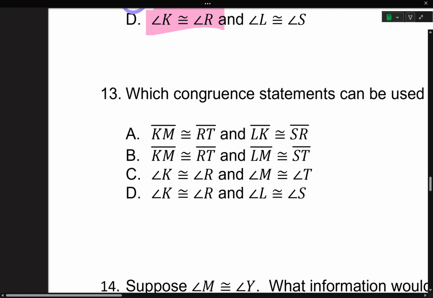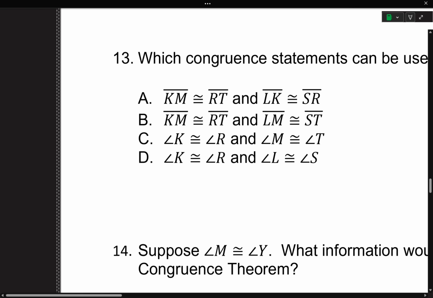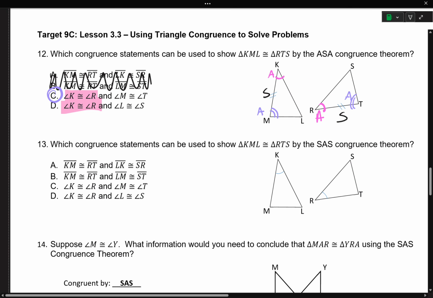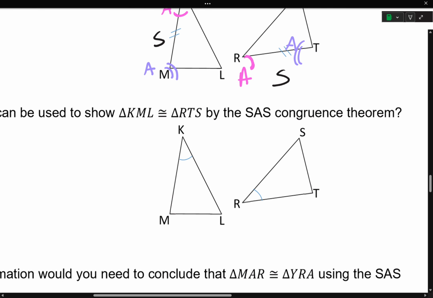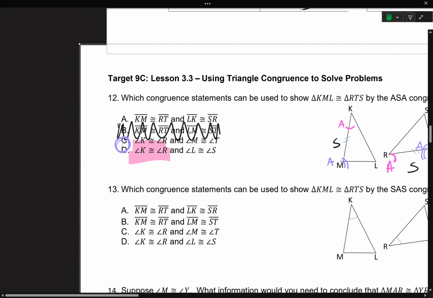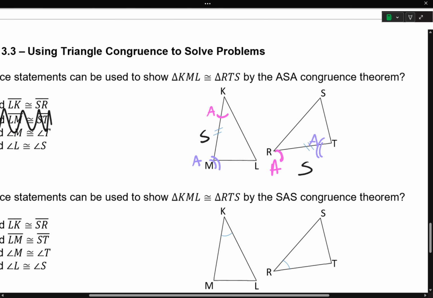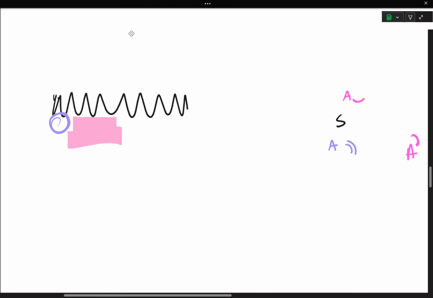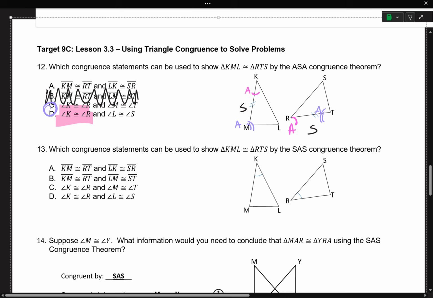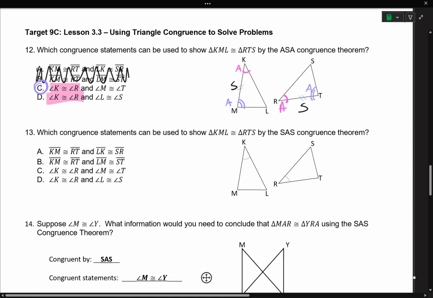Number 13. Which congruent statements, I zoomed in too much, there we go, can be used to show that these two triangles are congruent by side angle side? Let's try that again. Oh, I still moved it. You see that? It's off. There we go. Still doing it. Thank you for bearing with me.